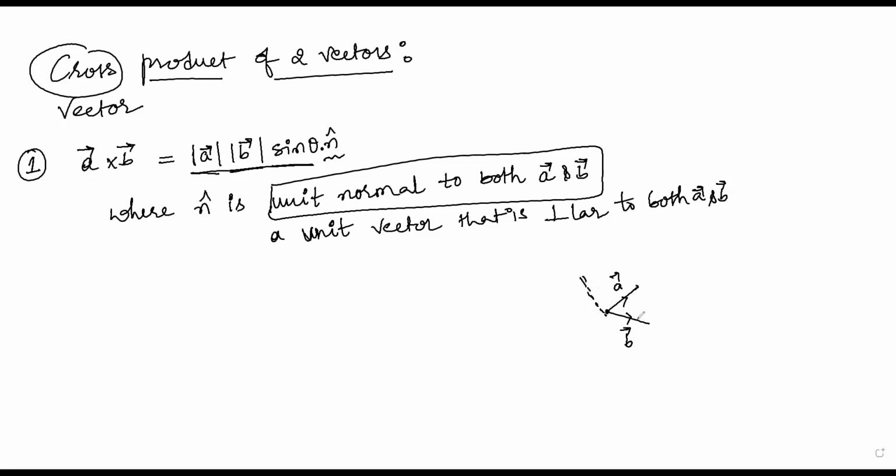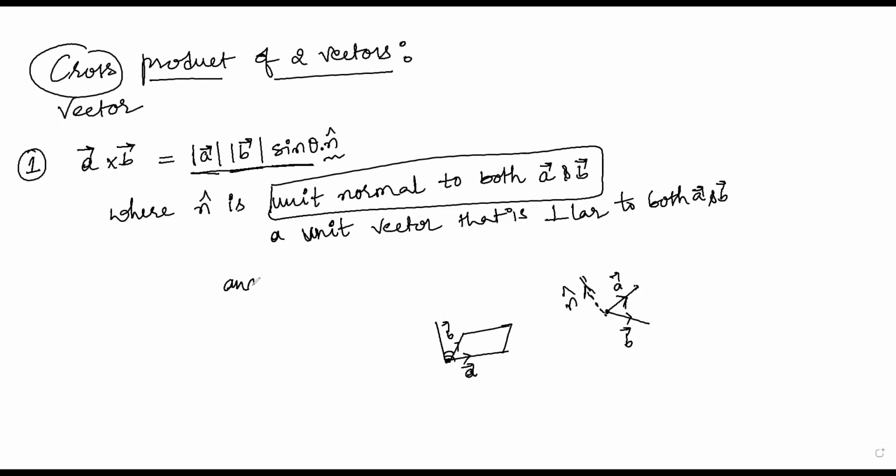So let's say A and B are in the plane of the screen. This is the plane. Now this is A, and this is, let's say, B. Now this one, which you are not able to see, is perpendicular to both A and B. This is 90, this is also 90. That means this normal n cap is perpendicular to both A and B.